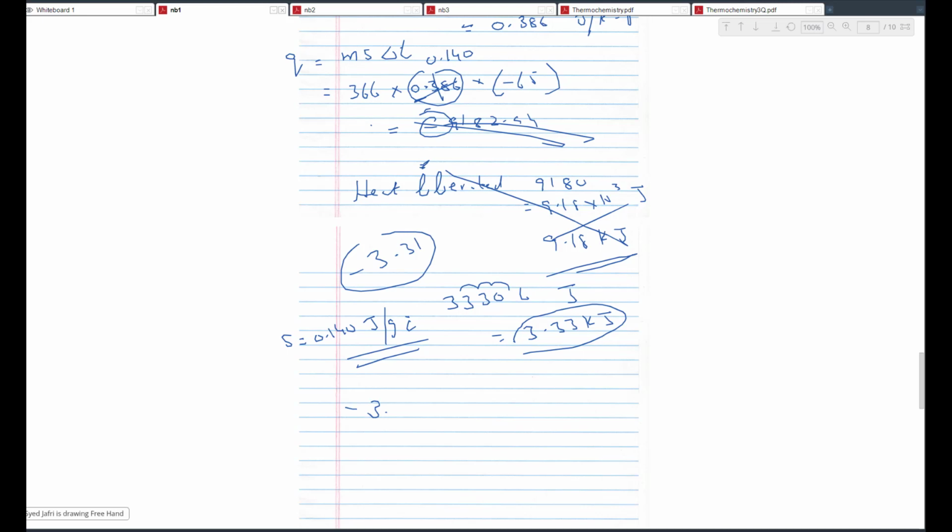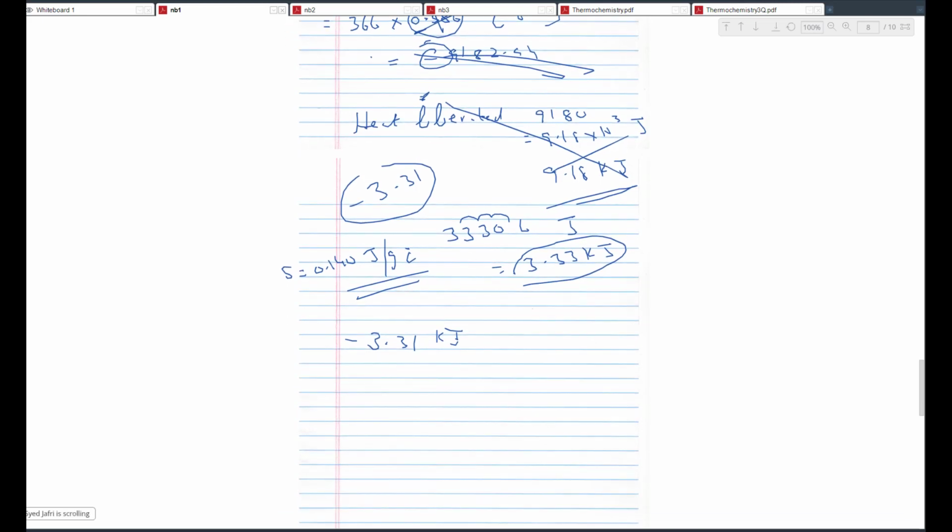But first write 3.31, write both of them, okay? Joules, kilojoules, okay? And then you can write heat liberated, and now I'm skipping the negative sign because the negative heat liberated means negative. That's why. So put both things. In one case, put the negative sign, and then write 'or heat liberated is equal to this.' So in that case, if they deduct marks, you can go back.